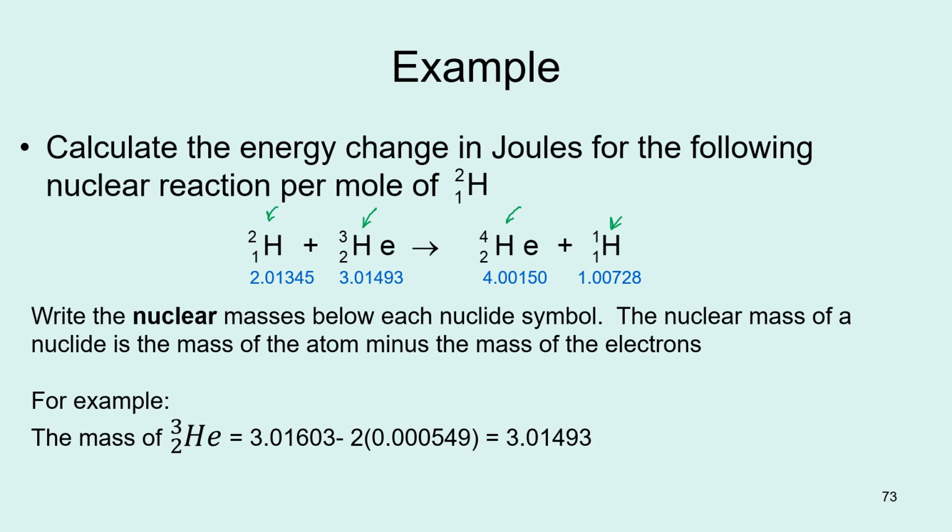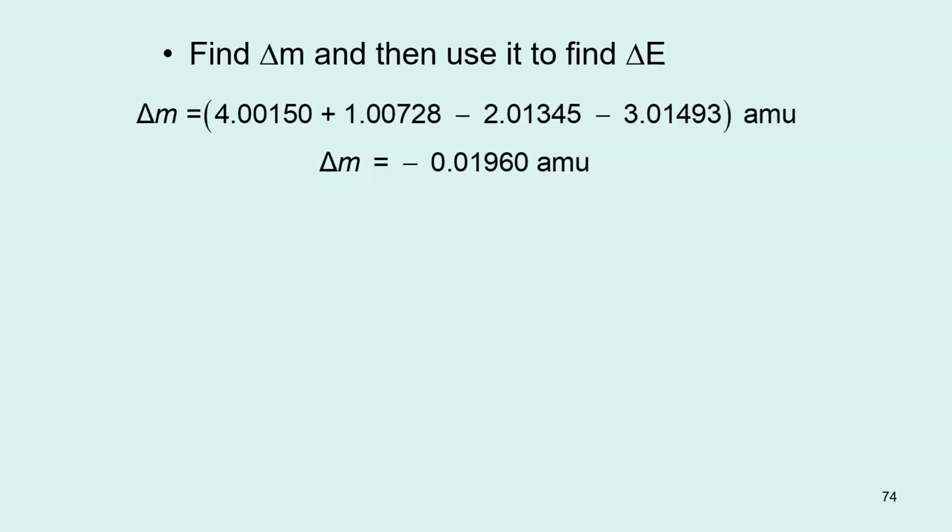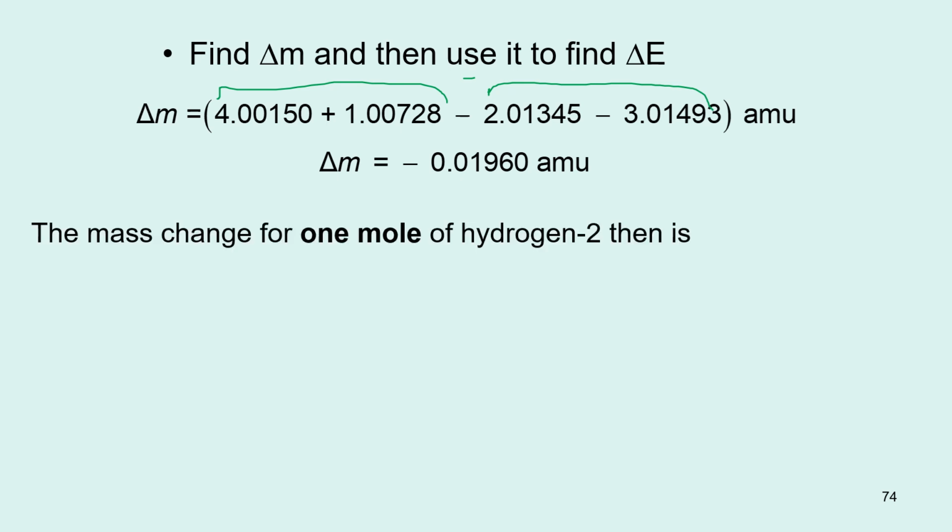So we have these numbers, and then we can find the change in mass. These are tiny, tiny numbers, but the delta m would be the mass of the products, which are these, minus the mass of the reactants. I've already distributed the minus sign, so you could put minus the sum of those, but the negative's been distributed. And so in this case, the change in mass is negative 0.0190960 amu. This is the mass change for 1 mole of hydrogen-2.